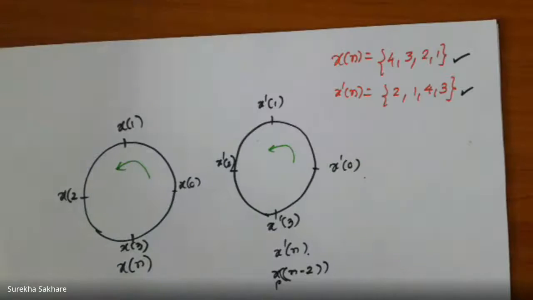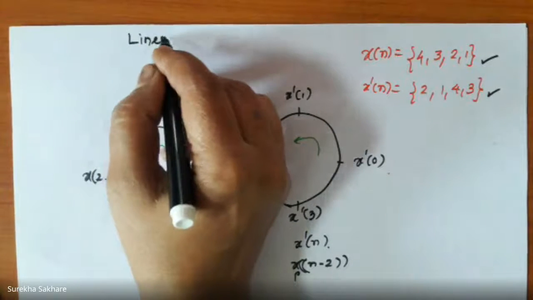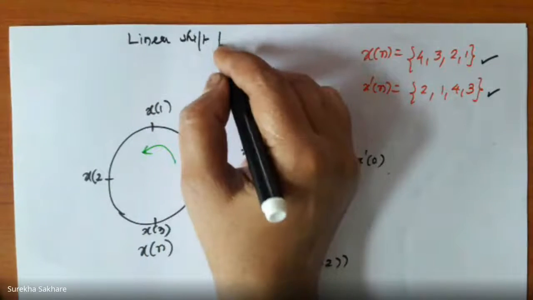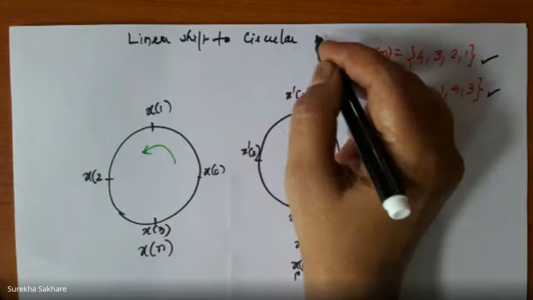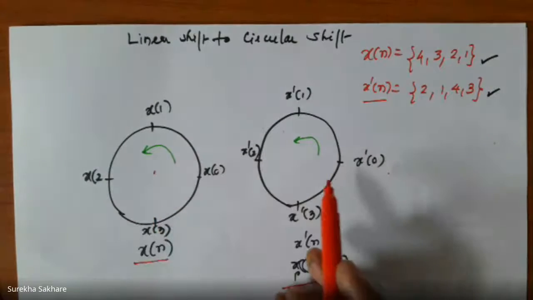Now what are you trying to achieve with this? I'm trying to relate this linear shift to circular shift. Let us see whether there is such a relation. Now what we have done is I have drawn 2 circles. The first is going to give me x of n. The second is going to give me x dash n, which is the linear shifted periodic sequence. Now you can go either clockwise or anti-clockwise. So we have collected this as counterclockwise.